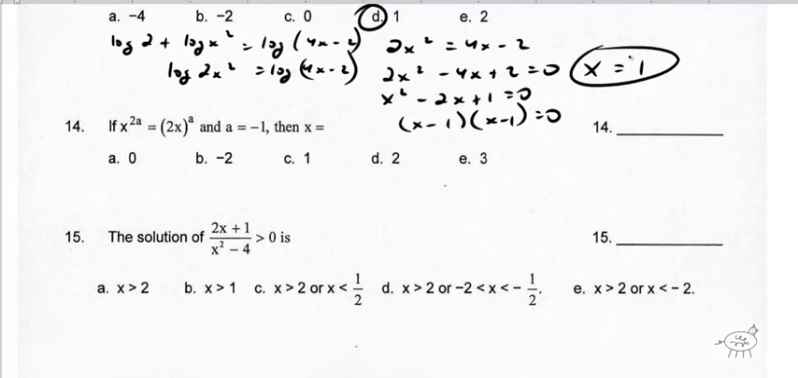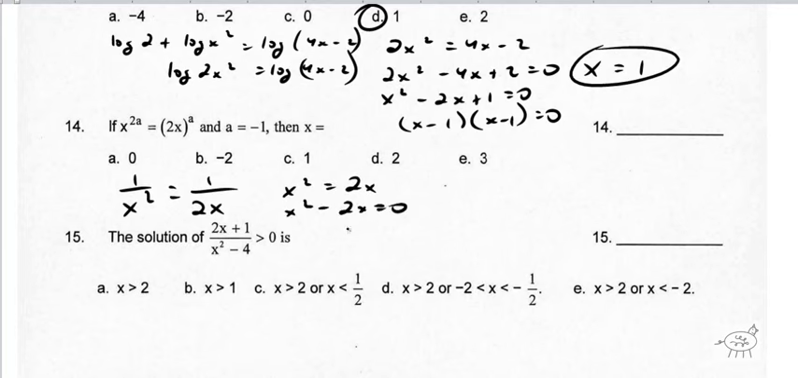Okay, 14. A is negative 1. So let's just plug it in. It's x to the negative 2, so it's 1 over x squared. And A is negative 1. It's 1 over 2x. Okay, please don't make a number negative. The fraction flips. If I cross multiply, I get x squared equals 2x, and I can do this: x squared minus 2x equals 0. Factor out an x. So I get x equals 0, x equals 2.